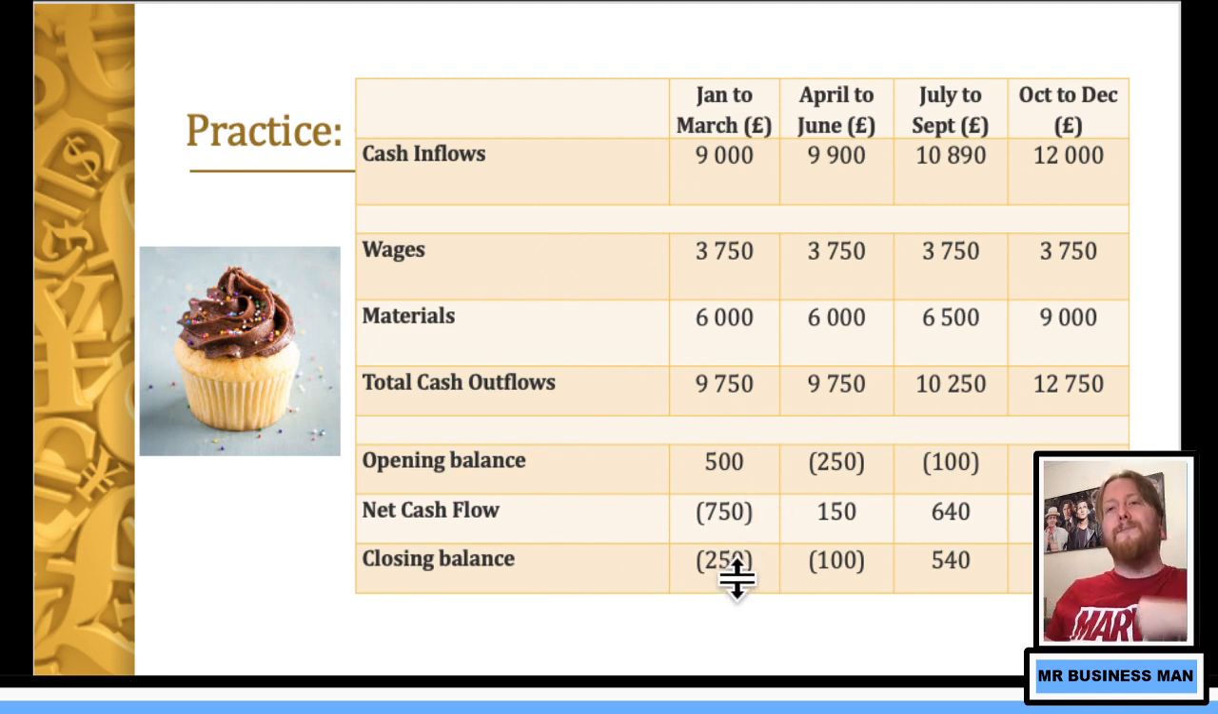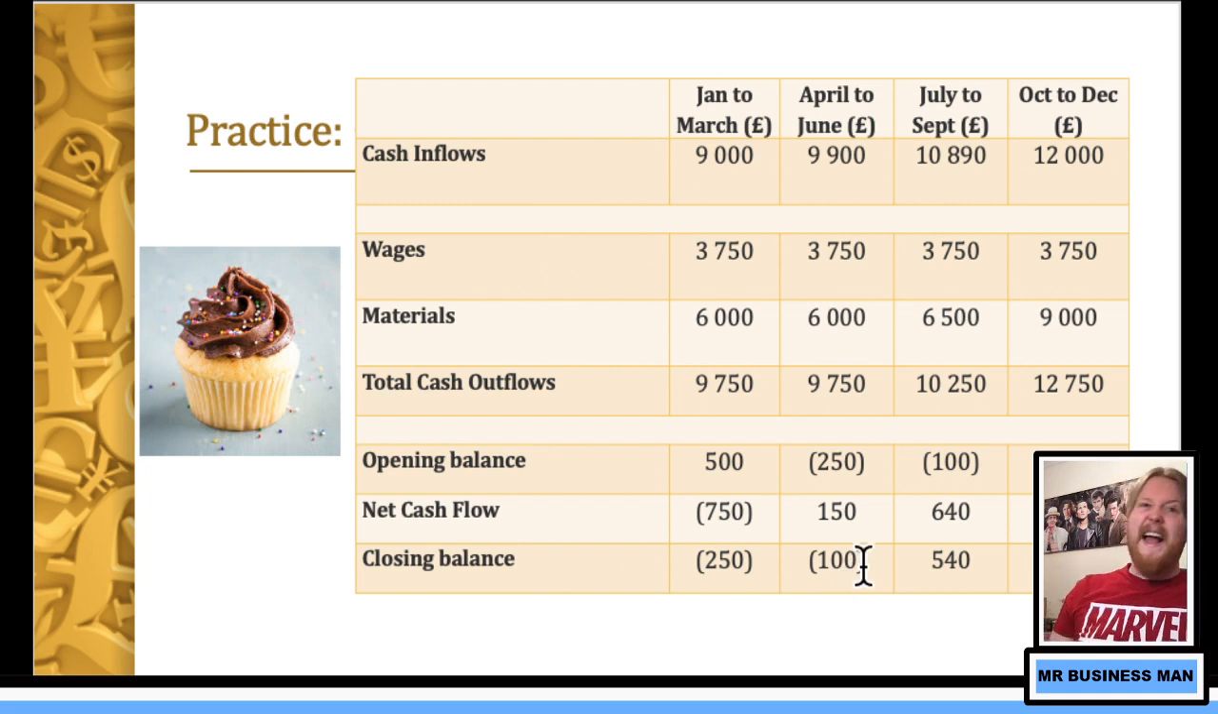Minus 250 becomes the next month's opening balance. We start with minus 250. What did we make? We made £9,900. What did we spend? We spent 9,750. So we made money, 150 quid. We add that to the minus 250. That gives us minus 100 still. And then we do it again.